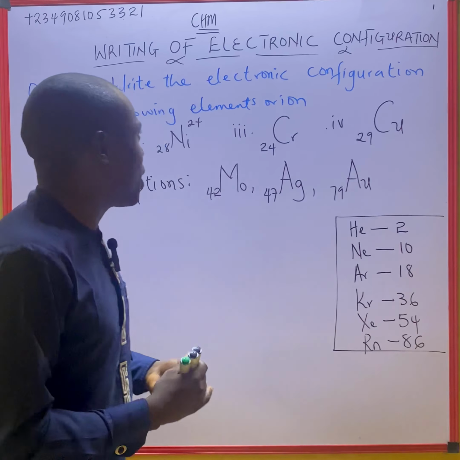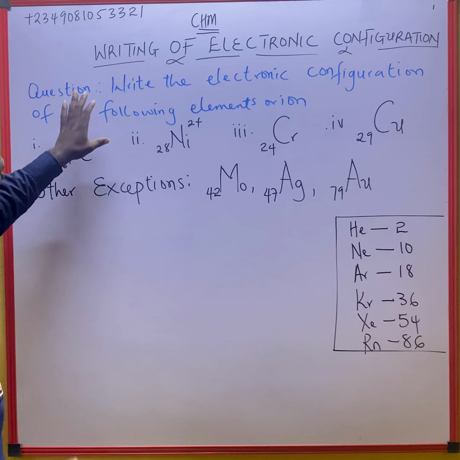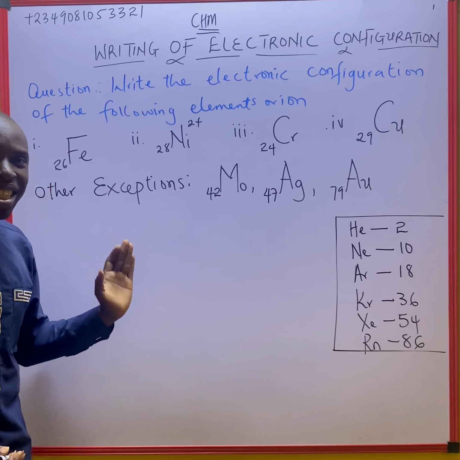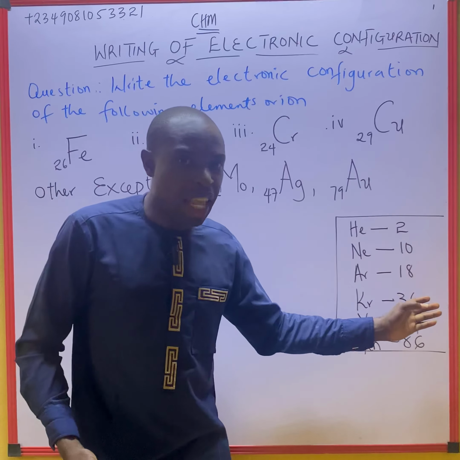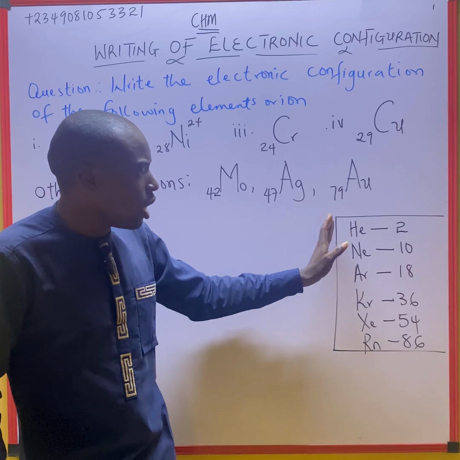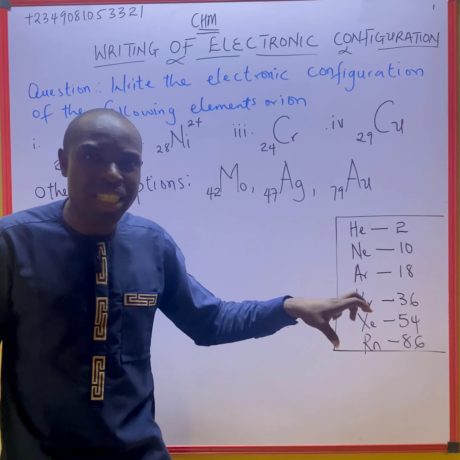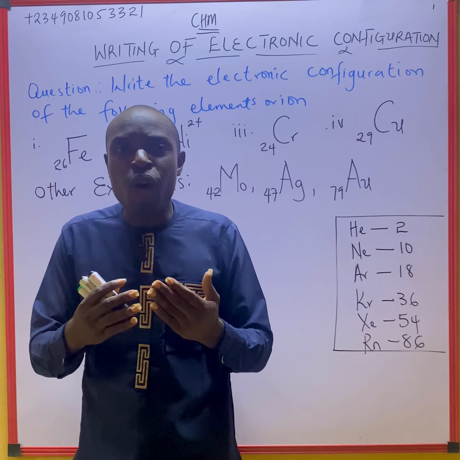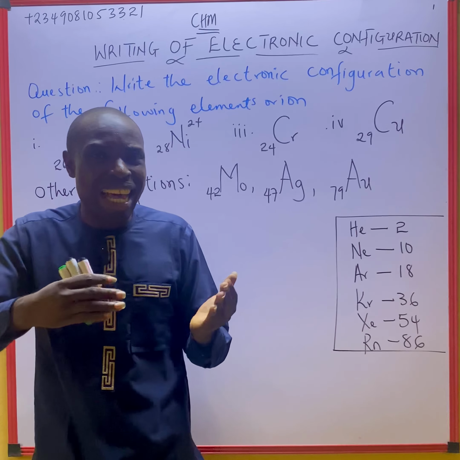Now, let us see a practical question that says, write the electronic configuration of the following elements or ions. Please listen to this video keenly as we explain. If you see on my left here, you will understand some basic things. These are noble gases: helium, neon, argon, krypton, xenon, radon. They are considered a template, a notation for writing configurations for elements that are larger.